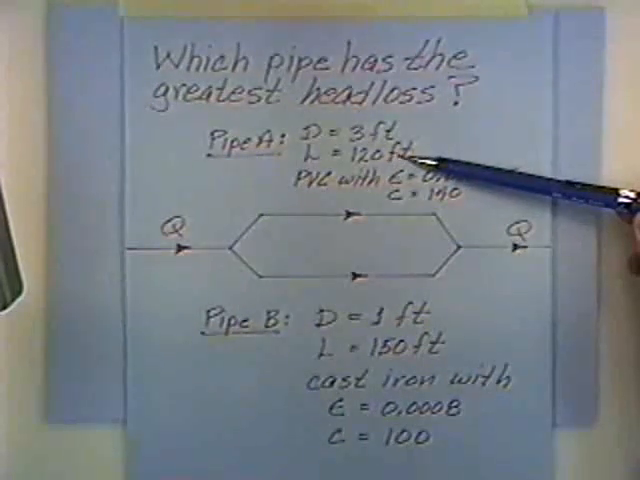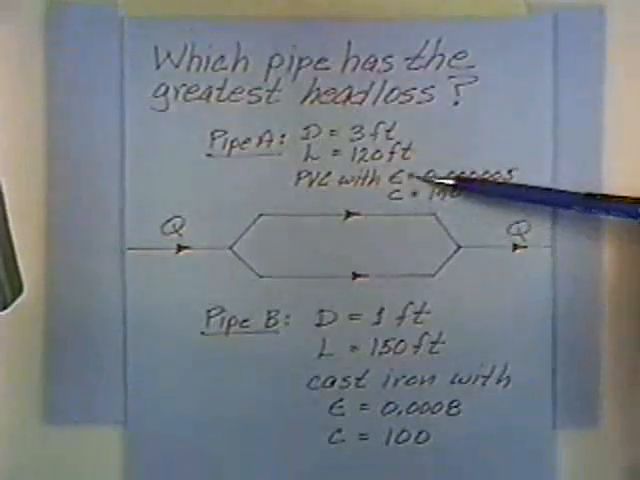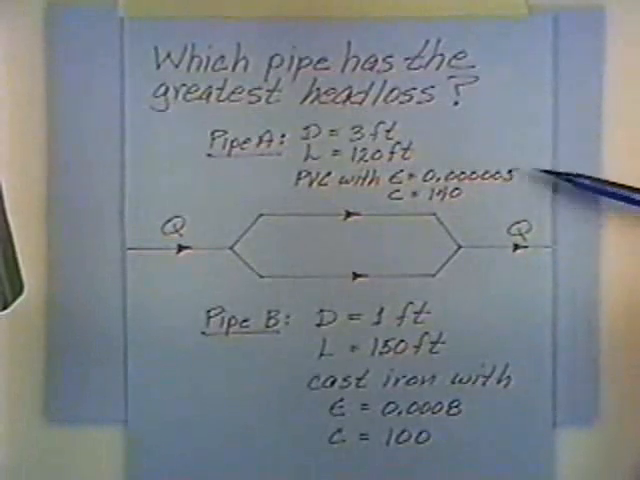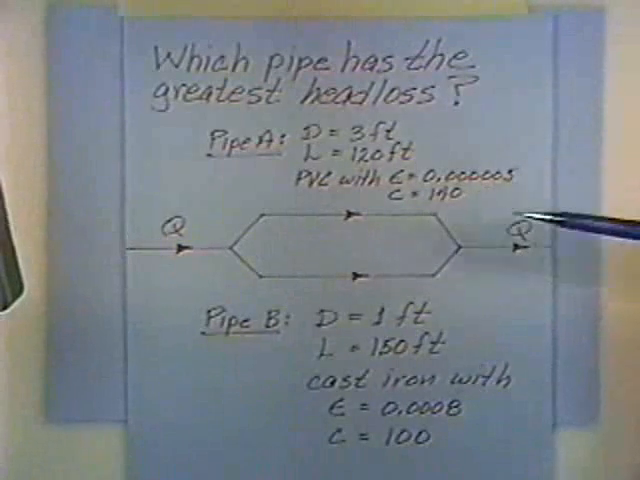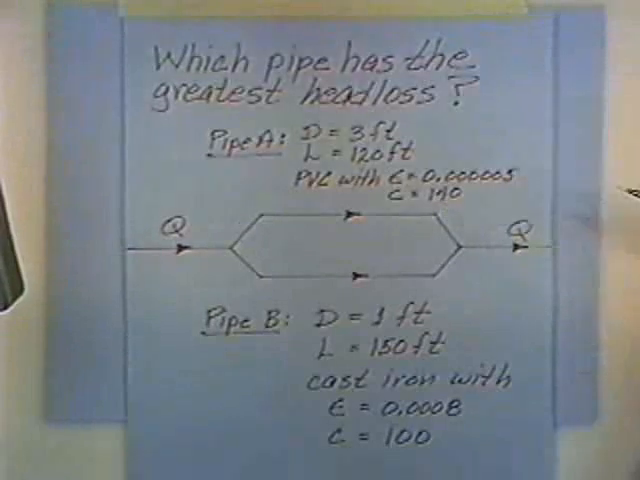It has a relatively short length, and it's a PVC pipe. That's a very smooth pipe. The roughness is a very small number, 0.000005 feet, which you would use for the Darcy-Weisbach equation. If you were using Hazen-Williams, it would be a very smooth 140.